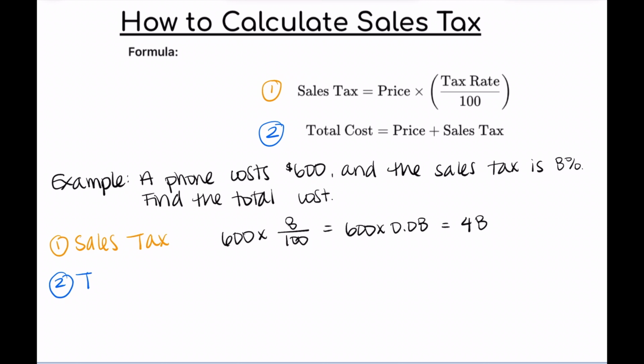So now that we have our sales tax amount, in order to find the total cost, we'll take the original price, which was $600, and add our sales tax, and we will get $648 as our total cost for this phone.